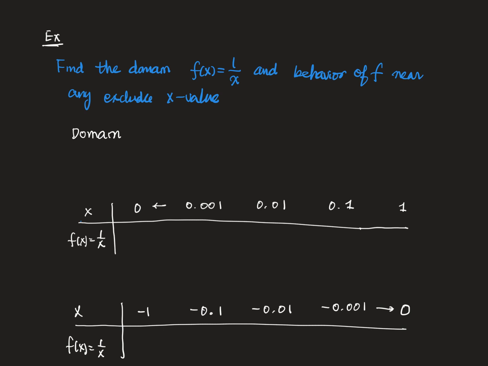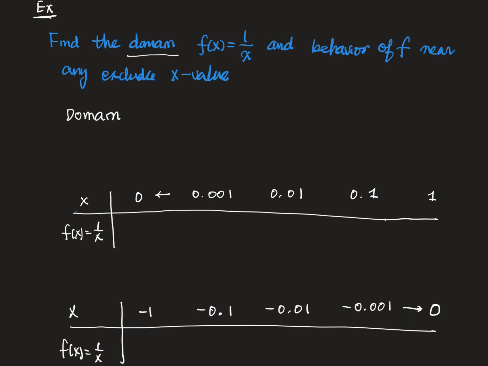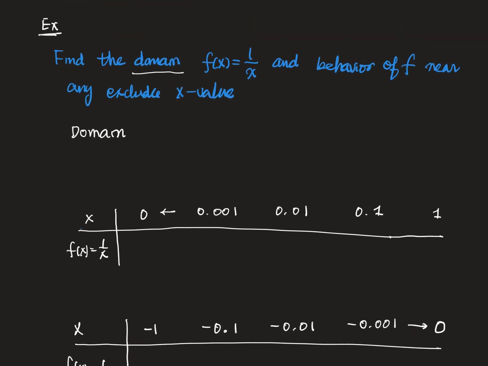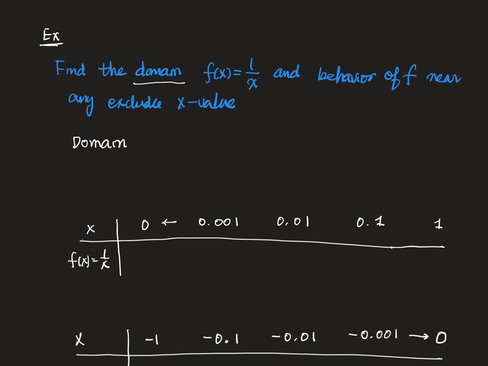What's most important when talking about rational functions is the domain, guys. How are we going to find the domain? We already talked about it. What you have to do is find where the denominator is zero, and we remove that from the real numbers. The denominator is x, so x equals zero. That's going to be removed.